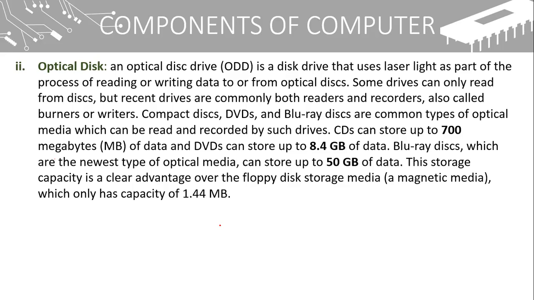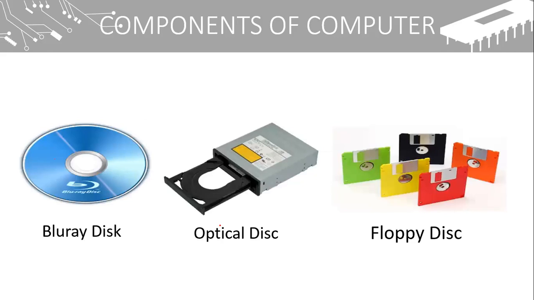We also have what you know as the Blu-ray disc, which is the newest type of optical media. It can store up to 50 gig of data. I've shown you where the disc can be inserted when I was describing the hardware. The storage capacity is a clear advantage over the floppy disk or other storage media. This is the Blu-ray disc, as you can see. This is where the optical disc is inserted.